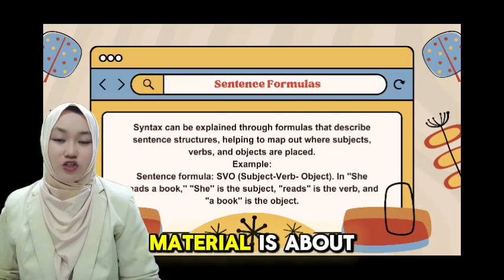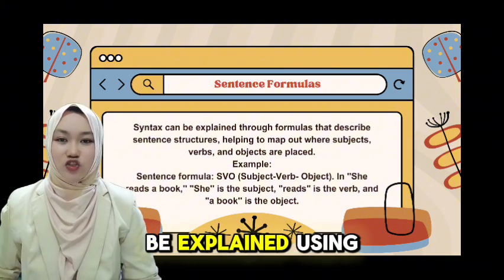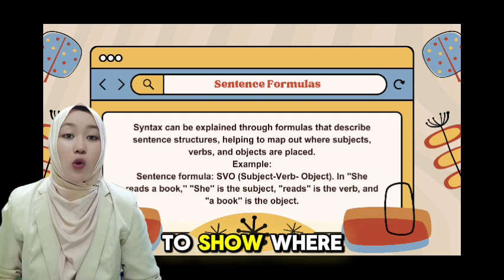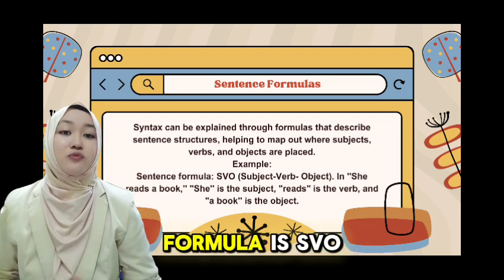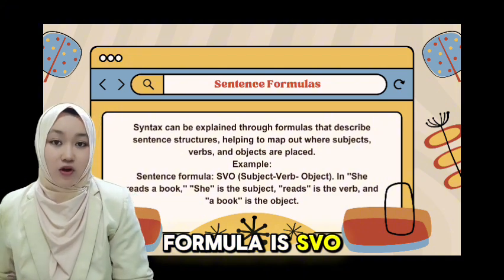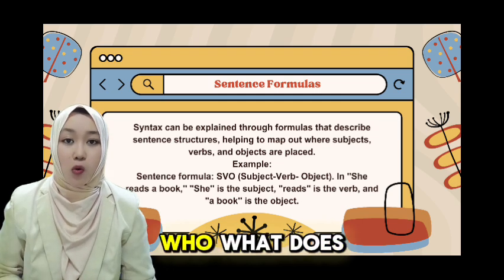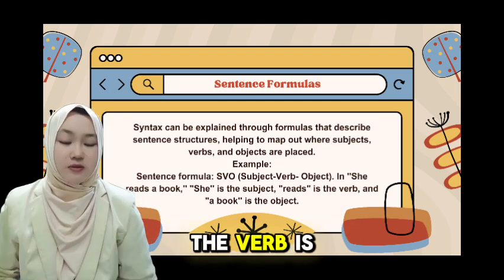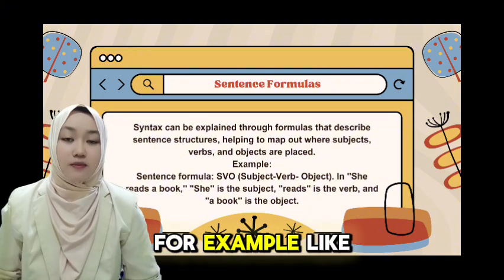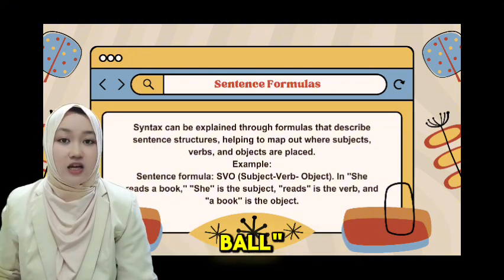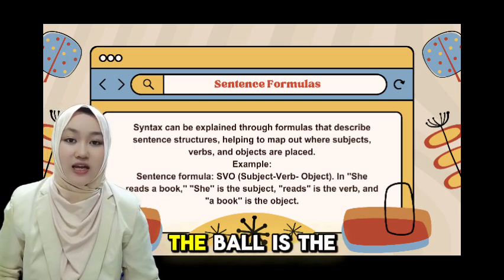Okay, the next material is about sentence formulas. A sentence can be explained using simple formulas to show where the subject, verb, and object are placed. The most common formula is SVO, which means subject, verb, and object. The subject is who or what does the action. The verb is the action, and the object is what the action is done to. For example, "she kicks the ball." She is the subject, kicks is the verb, and the ball is the object.